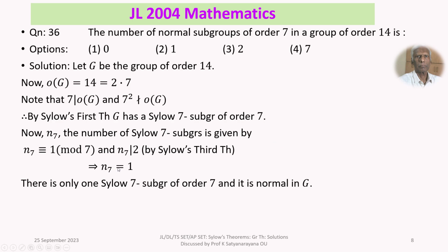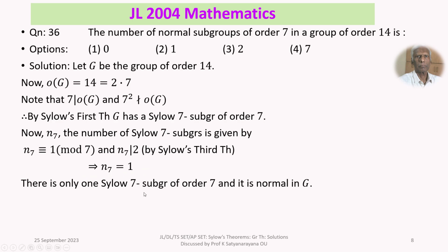So n7 is 1. n7 is congruent to 1 mod 7, so you take the values 1, 8, 15, etc. n7 divides 2 gives 1, 2, and you take the common. So then n7 will be equal to only 1.